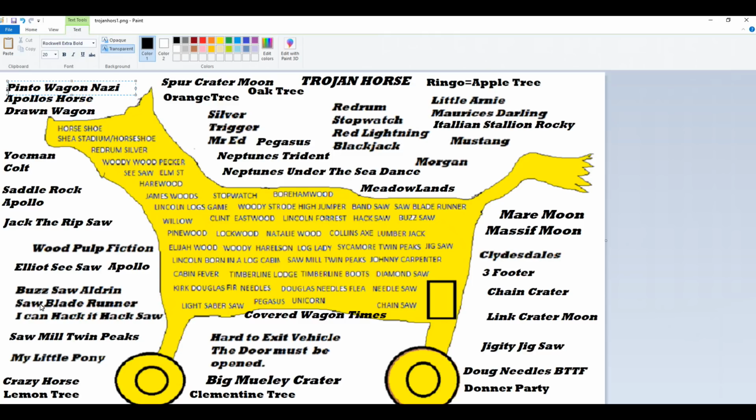You have Saw Blade Runner. So these are all the Buzzsaw, the Saw Blade Runner, I Can Hack It, a hacksaw, Jack the Ripper, Ripsaw, the lightsaber saw. I don't even think I have that in here. The lightsaber saw. No, I don't. Oh, let me add that one in. I don't even know if I have room for it. Well, put it right here. Lightsaber saw.